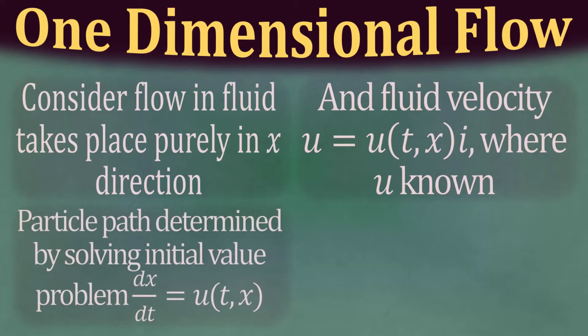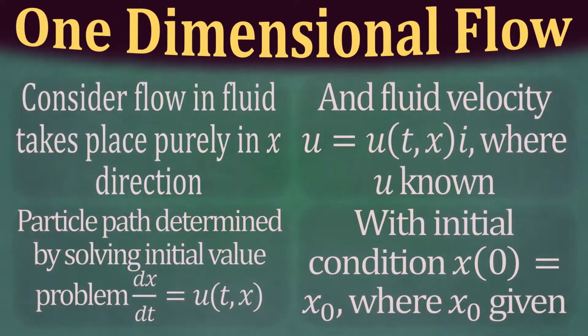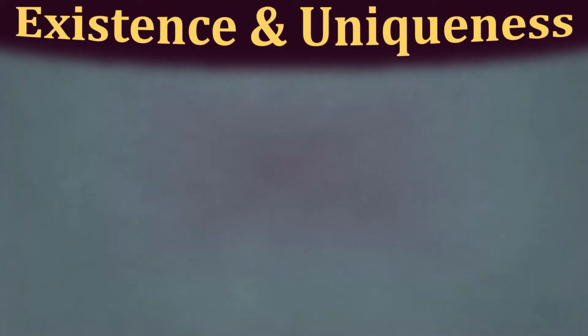A particle path is determined by solving the initial value problem dx/dt equals u(t, x), with the initial condition x(0) equaling x0, where x0 is given. Now, let's state existence and uniqueness.